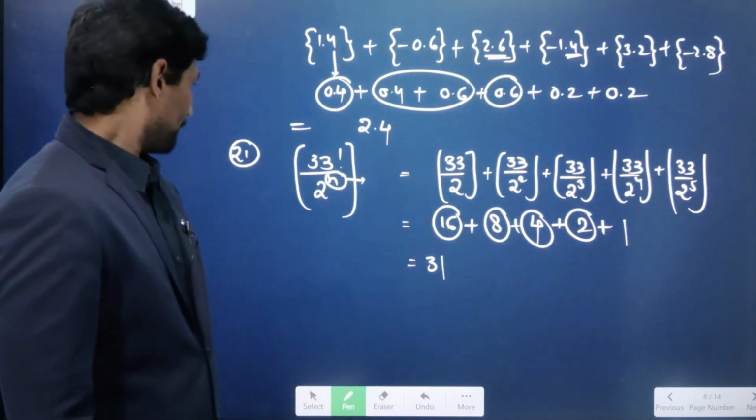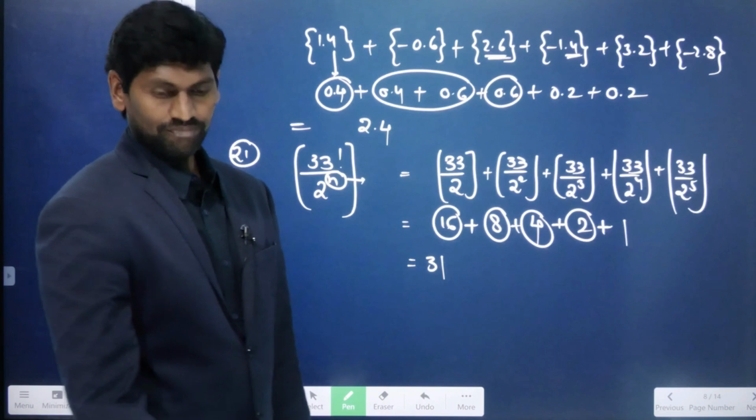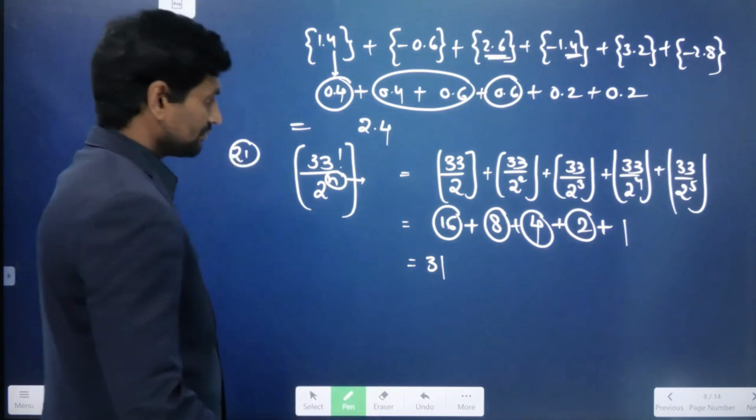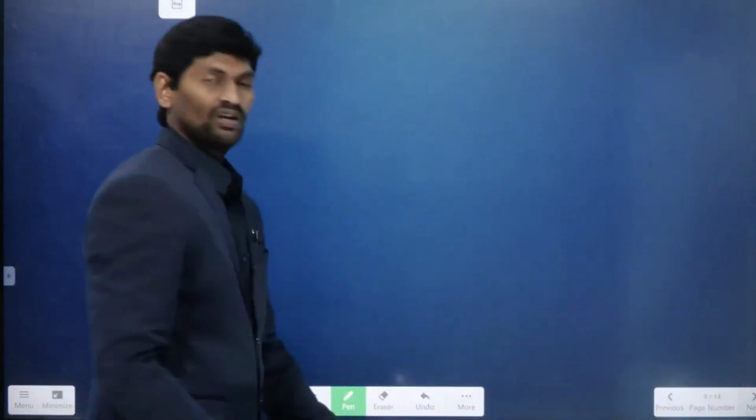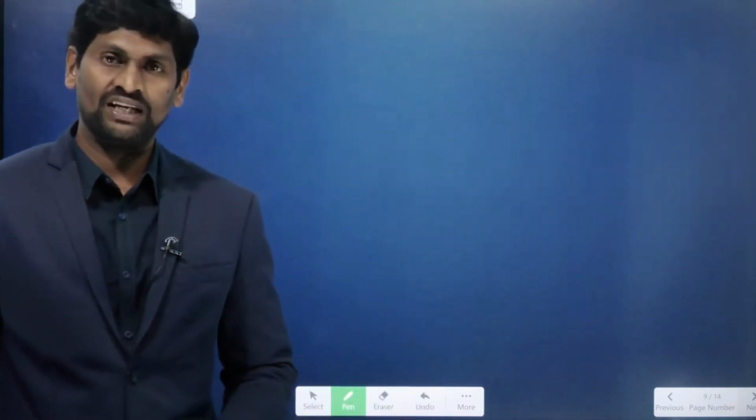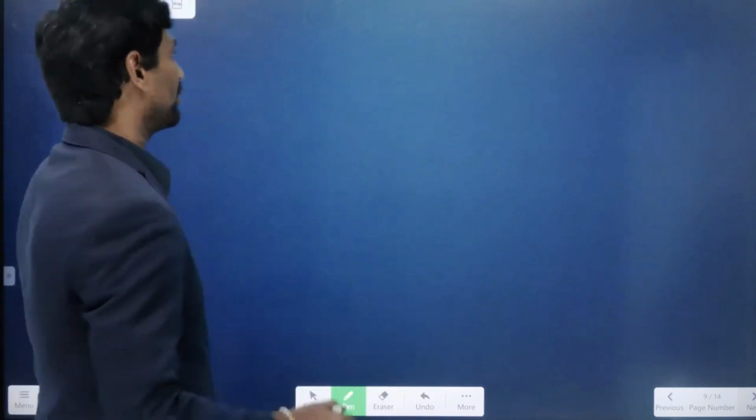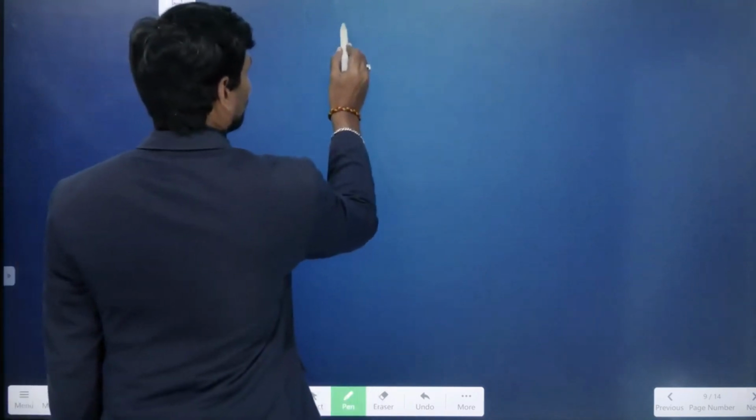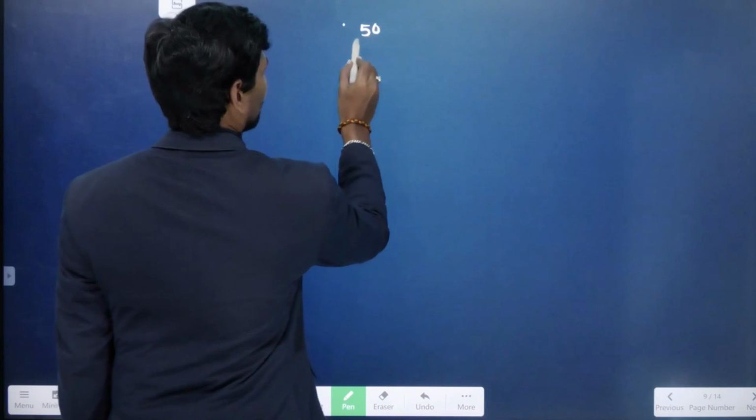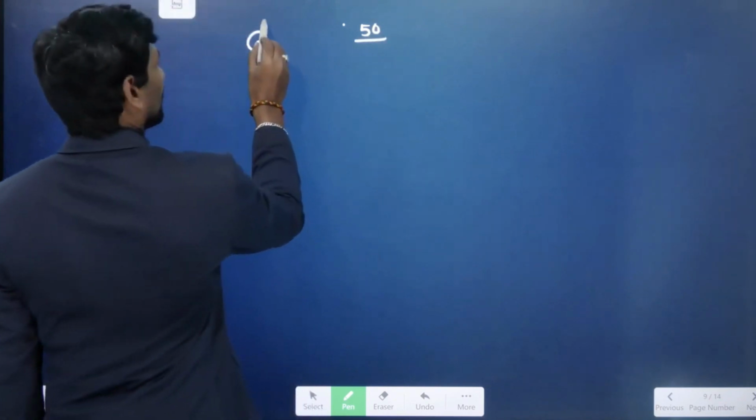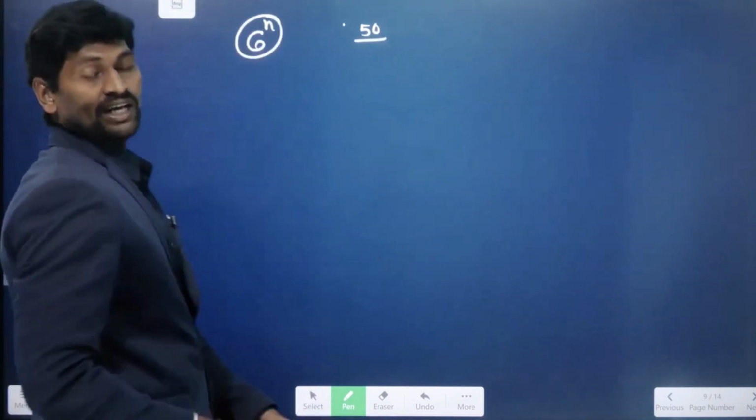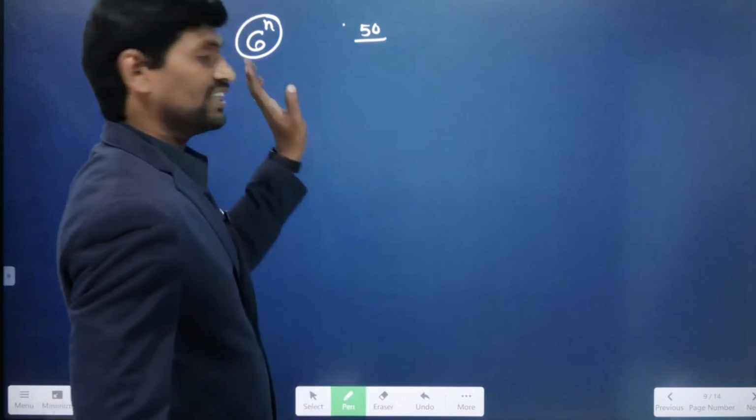Okay. Let us go to the next question. Here observe that the exponent of 6 in 50 factorial, exponent of 6 in the sense of the highest power of 6.